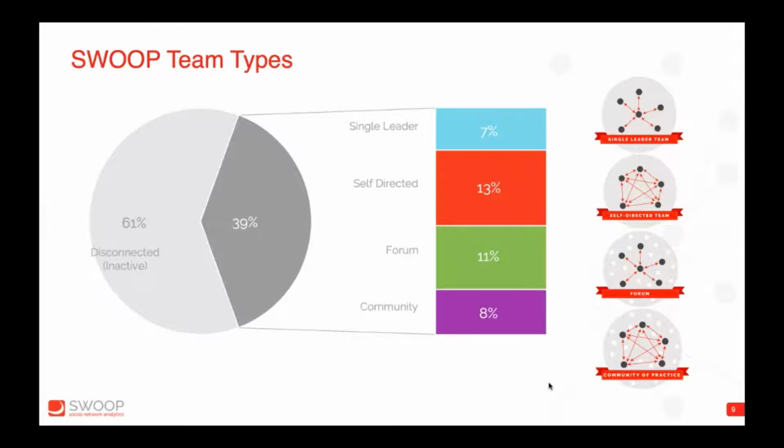Then you see self-directed beneath it, sitting at 13%. These are teams where there isn't a distinctive leader, and mostly people are connected with each other and doing their work sort of cooperatively in a self-directed way. And this is really, in Microsoft Teams, the aspirational team type. This is the one that if you're going to read the textbook or talk to the academics, they would say that we should aspire to be like this.